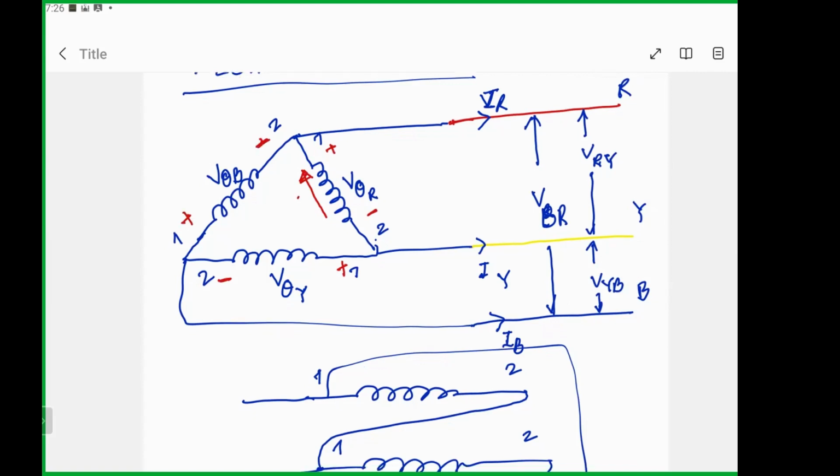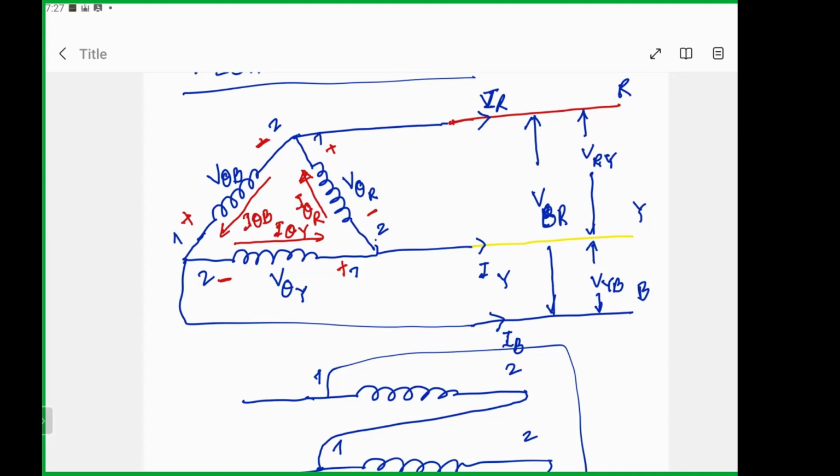So that means I theta R. This current is related with a single coil, so it is the phase current. Similarly, this one going towards positive would be I theta B, and this one going towards positive is called I theta Y. So these are the phase currents inside. It looks like a cyclic rotation.